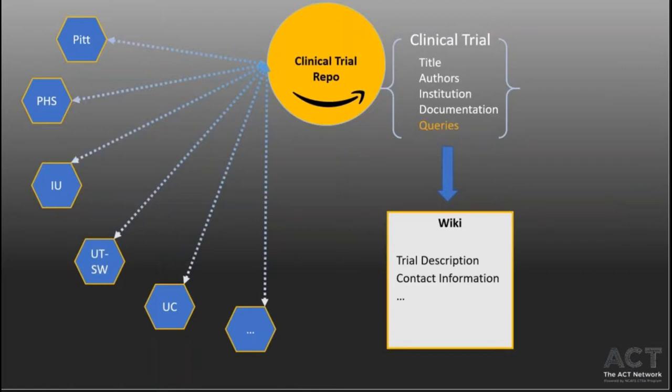We have built on top of this architecture with an I2B2 plugin. When a site uses the plugin to register their clinical trial with this repository, an accompanying wiki page is created and hosted on the I2B2 community wiki, which allows the authors to add additional information, such as the trial description and additional contact information. So without further ado, I'm going to walk you through what the prototype plugin looks like.